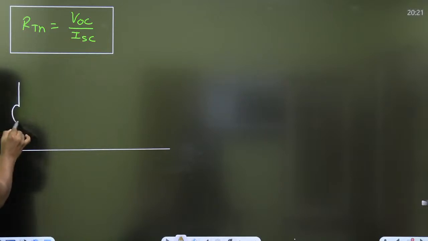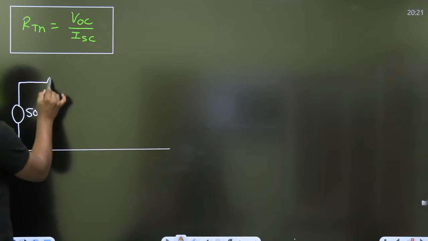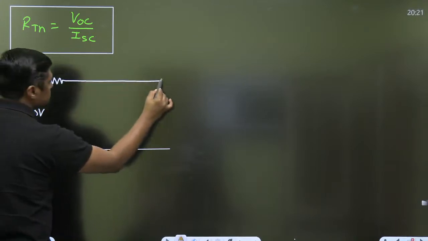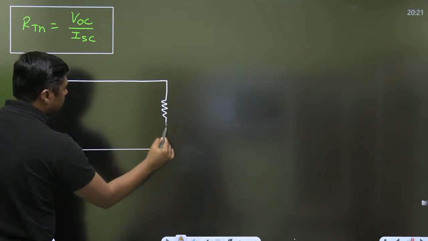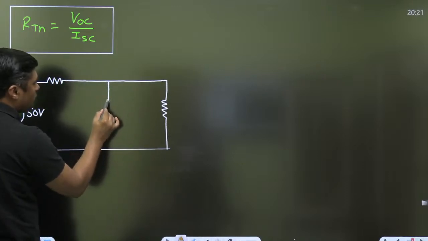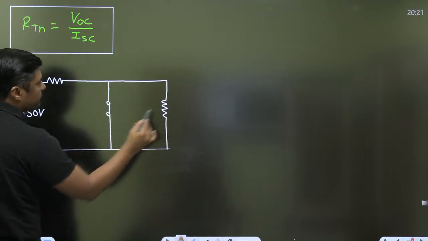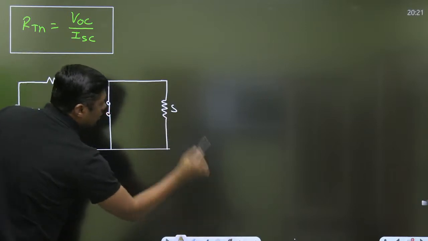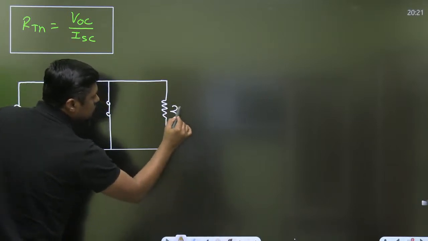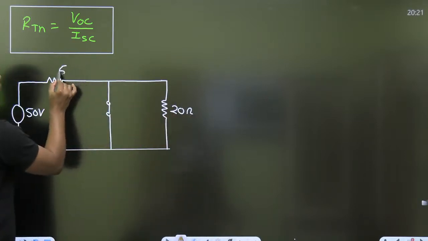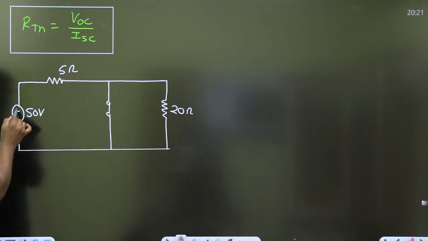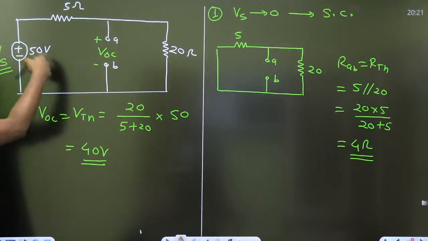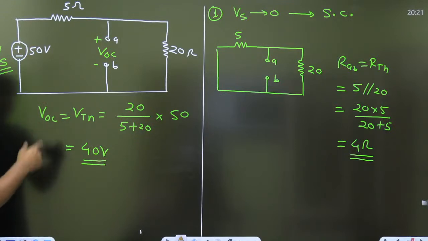First of all, put the battery here. This is the resistor. This is already here. Make this short circuit. This is the 20 ohm. This is the 5 ohm and 50 volt. This is the circuit, 50 volt. Find the short circuit current here.